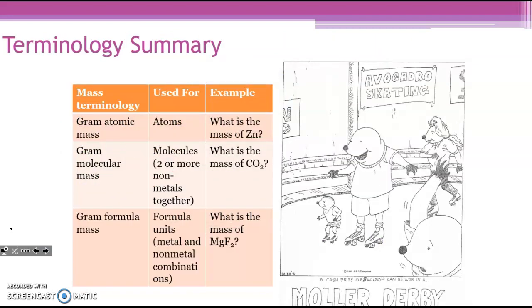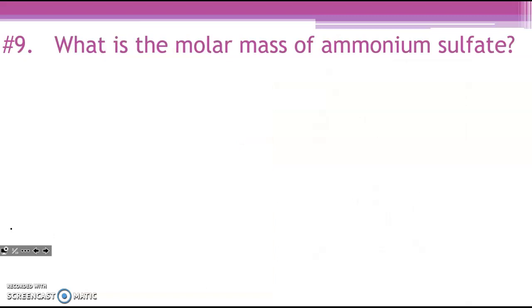So, terminology, gram atomic mass used for atoms. When we're looking for the mass of zinc, we call that GAM for short, gram atomic mass. Gram molecular mass is for molecular compounds when we have nonmetals. GFM is when we have ionic compounds. Otherwise, it's all the same. You're adding up the masses.